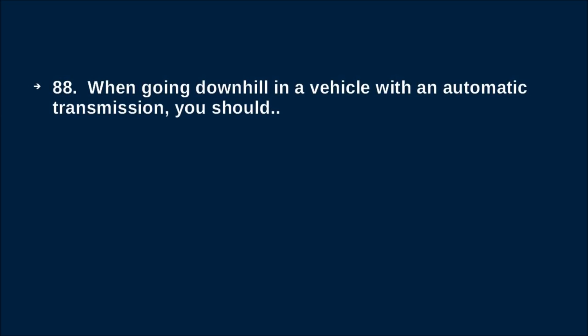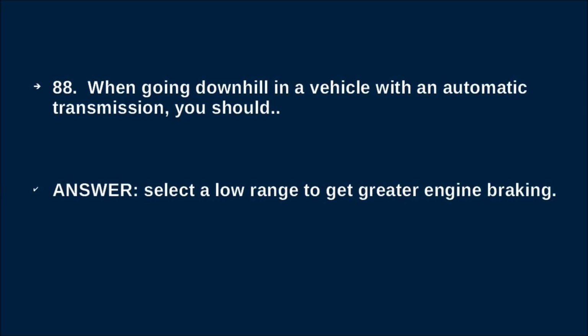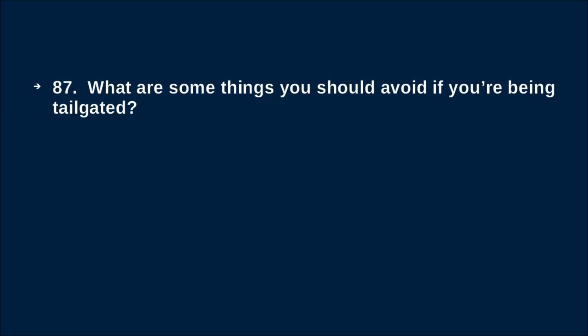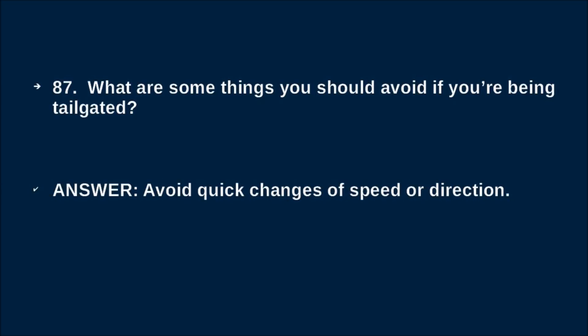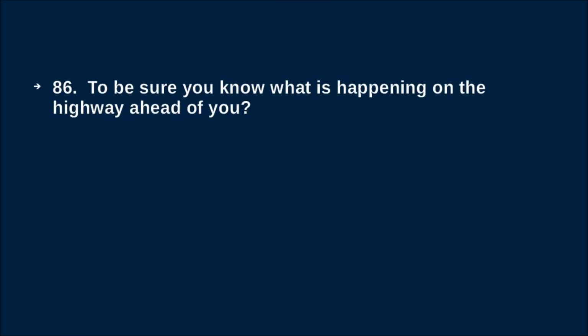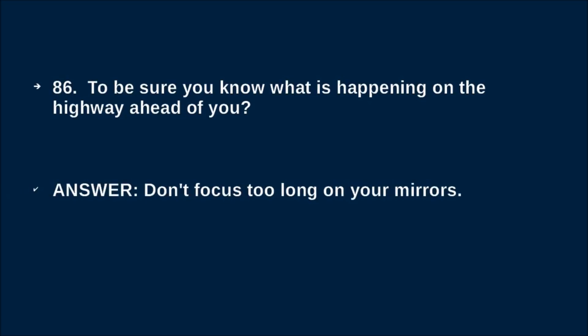When going downhill in a vehicle with automatic transmission, you should select a low range to get greater engine braking. What are some things you should avoid if you're being tailgated? Avoid quick changes of speed or direction. To be sure you know what is happening on the highway ahead of you, don't focus too long on your mirrors.